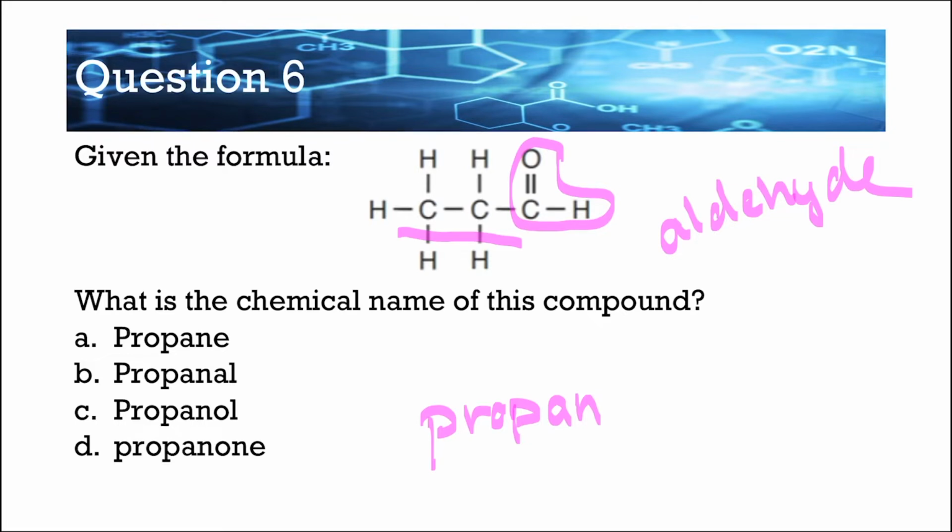And then the ending for aldehydes is AL. So now this is propanal. Okay, not other things. Propanal. And then because aldehydes are always at the end, you don't need to give it a number. So answer choice B is fine. D represents a ketone, C represents an alcohol, A represents a normal alkane chain.